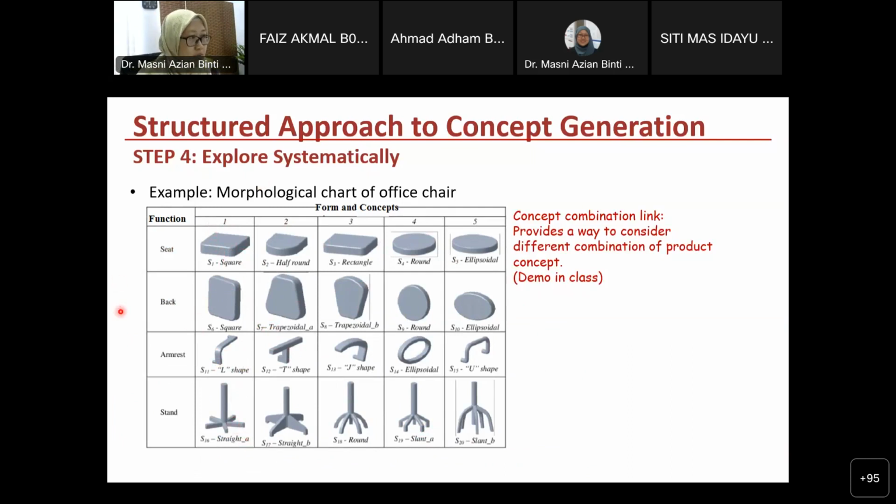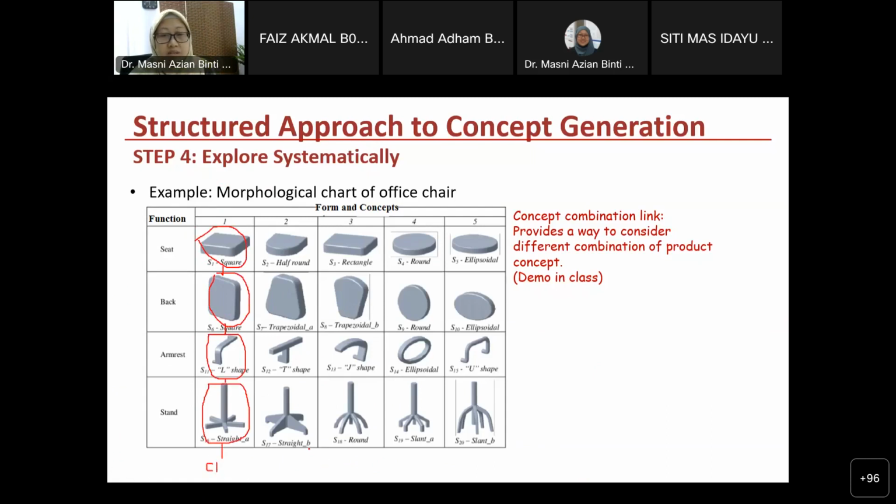For example, the demo is here because I cannot write on my tab, so I have to use it over here. How do you use a concept combination? Let's say for the first design concept, you want to create a very simple generic office chair. So you choose this first form, then choose a back over here, then choose a very simple armrest like this, and then a simple fixed stand like this. This combination would be your concept 1.